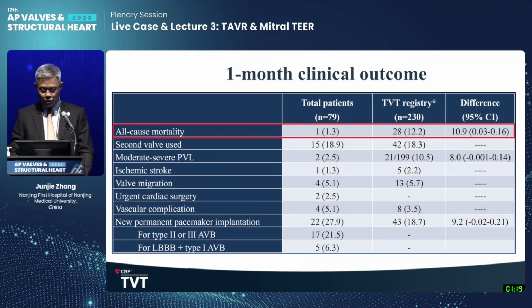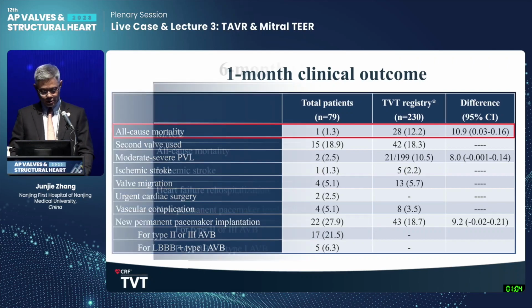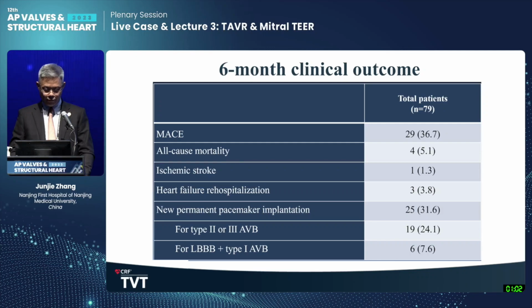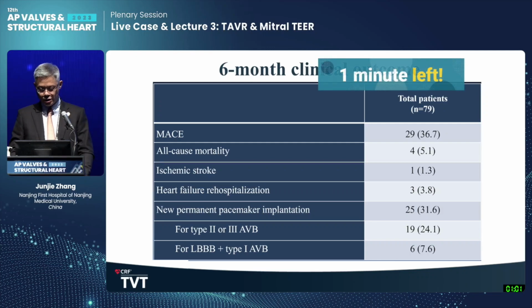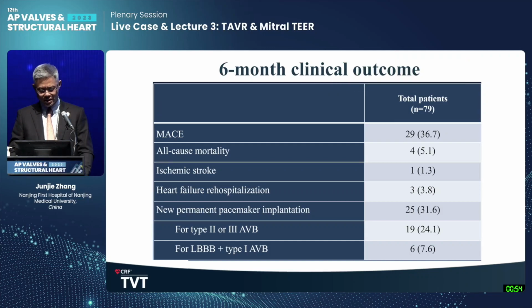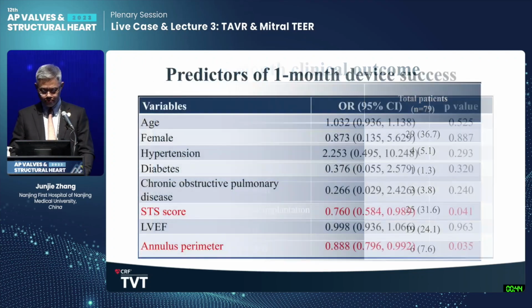At one month follow-up, the all-cause mortality was only 1.3%, lower than the TVT registry result of 12%. But in terms of pacemaker implantation, it is still high, 28%. The TVT registry rate was 80%. So at 6 months follow-up, the MACE rate was 36%, which was mainly driven by the high rate of pacemaker implantation, 31.6%. But in terms of all-cause mortality and heart failure rehospitalization, it is quite low.